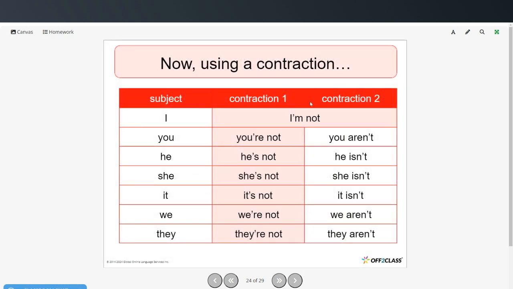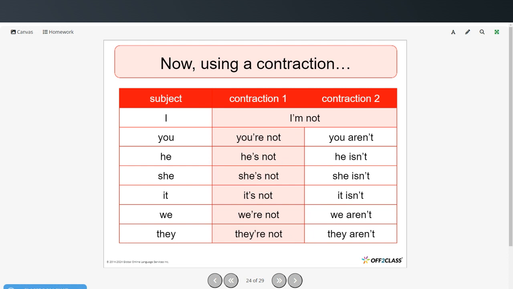And contractions, there are two ways to make contractions. You can either contract the subject with the to be verb or the to be verb with the not. Now, that's not true for I. The only way that you can form the contraction in the negative is I'm not. There isn't a second way. But for all the others, there are two ways. So you're not or you aren't. He's not or he isn't. She's not. She isn't. It's not, it isn't, we're not, we aren't, they're not, they aren't.